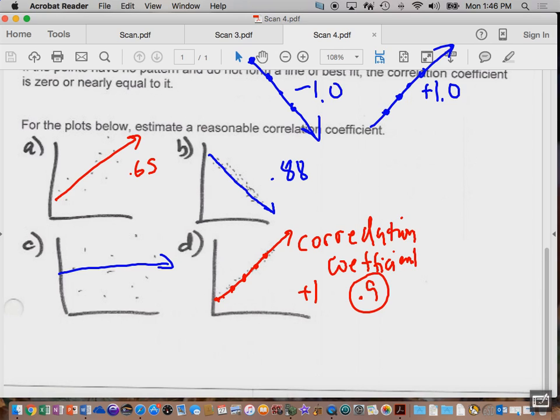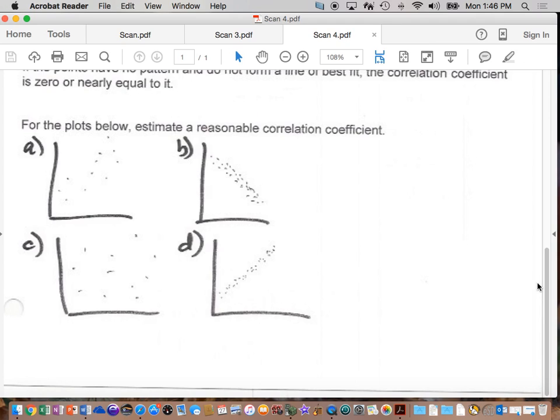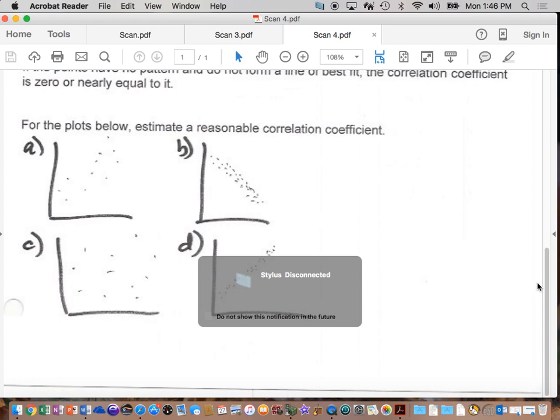No. Okay, so what you have for your homework for the rest of the period is some review, and then also some questions about correlation coefficients and so on and so forth. You can get started on them now, stay in your seats. You've got about 5 minutes, 6 minutes to get started.